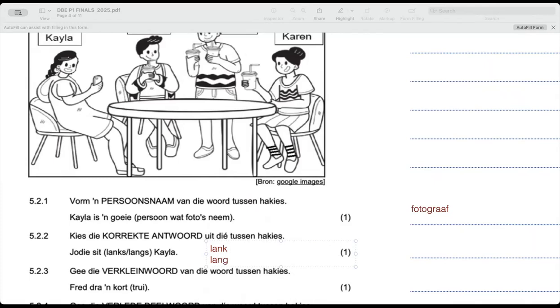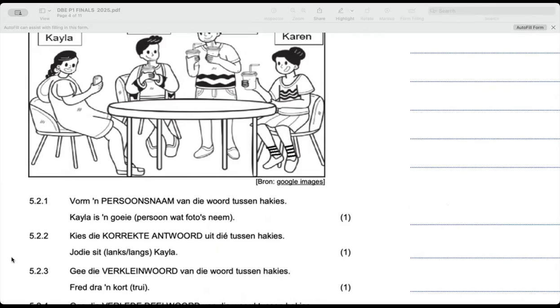Oh, the difference, I just wanted to go over lank and lang. That's what I wanted to do. So lank is an adverb and lang is an adjective. And they both mean tall or long. So you would talk about "die man is lank", so the man is tall, as opposed to "die lang man". So that's the difference between an adverb and an adjective. Remember, an adverb describes a verb and an adjective describes a noun. And so your adverb goes in the manner position and your adjective goes before the noun.